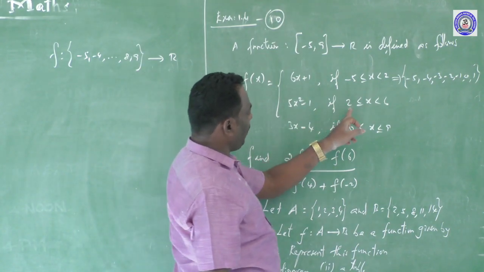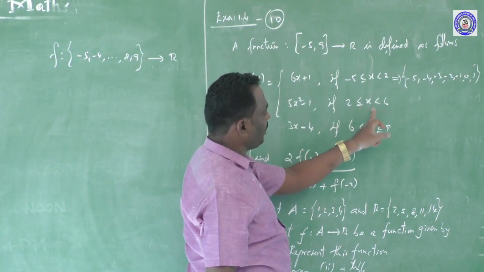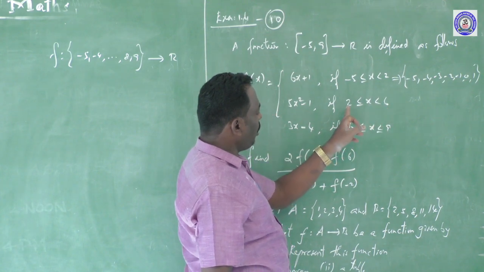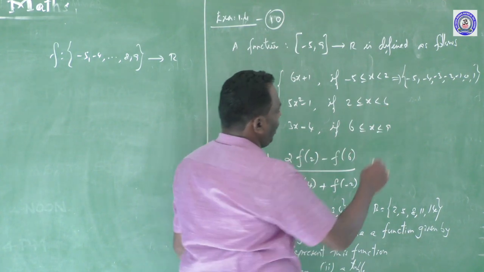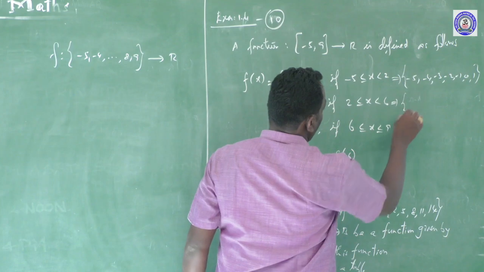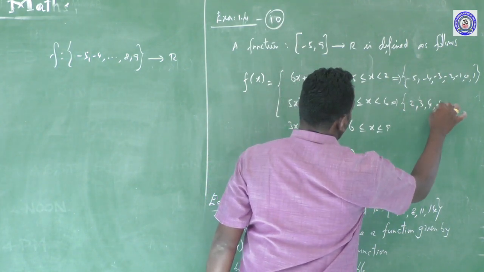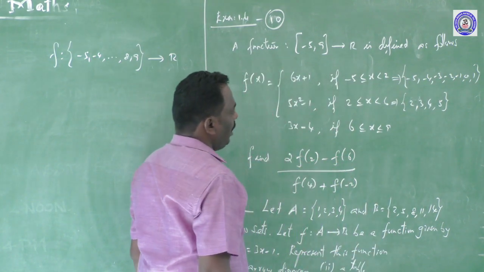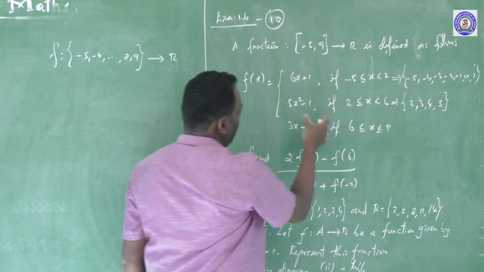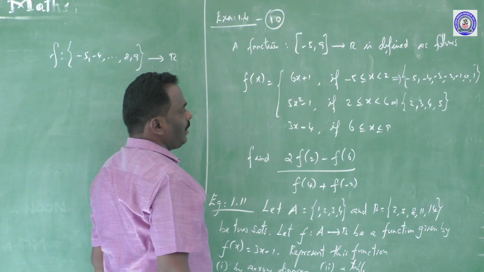Similarly, the next x interval is 2 less than or equal to x less than 6. Therefore, 2 is included and 6 is not included. Therefore, in this interval, the elements are 2, 3, 4 and 5. 6 is not included. For these 4 elements, the function value is 5x squared minus 1.